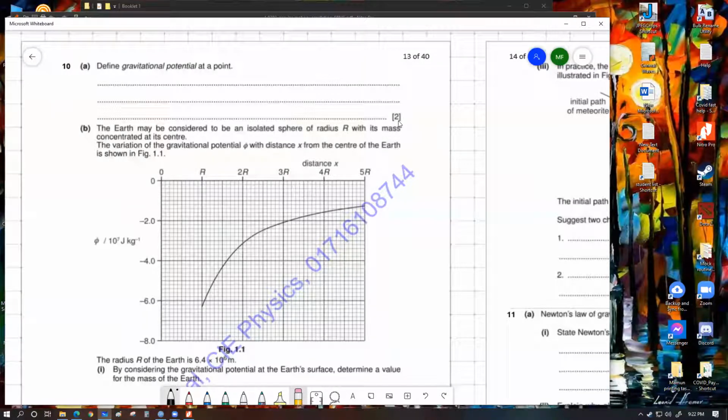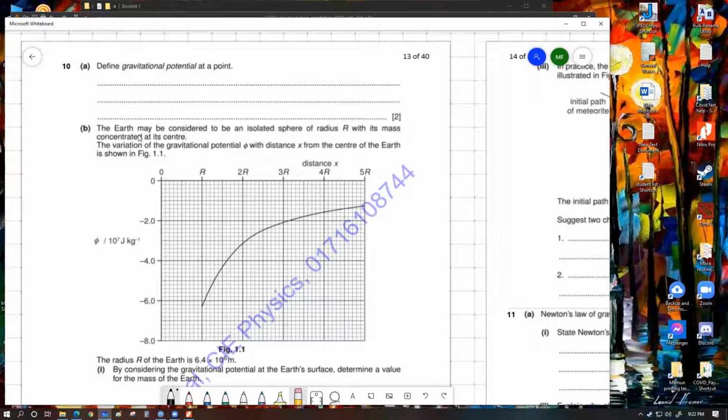I'll say it again slowly. The amount of work that needs to be done, or you might write the amount of energy needed, either of the two will do, you can write both with a slash. I'll say it again: the amount of work needed to move unit mass from infinite distance to a point within a gravitational field is the gravitational potential of that point.